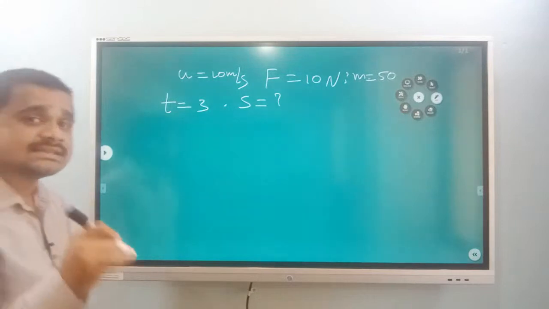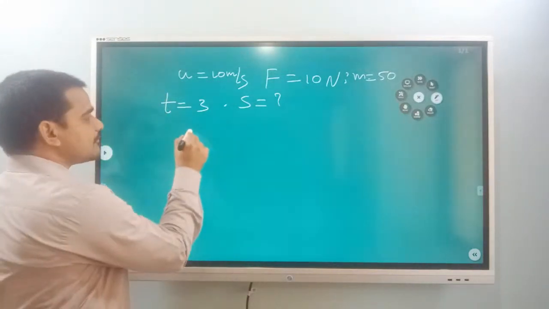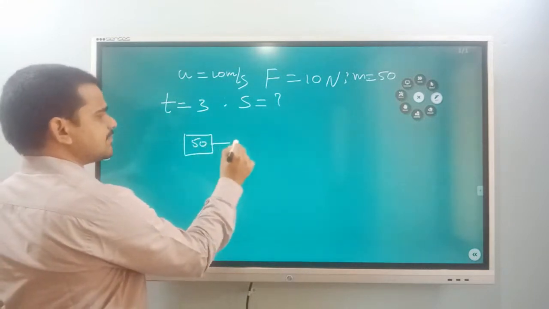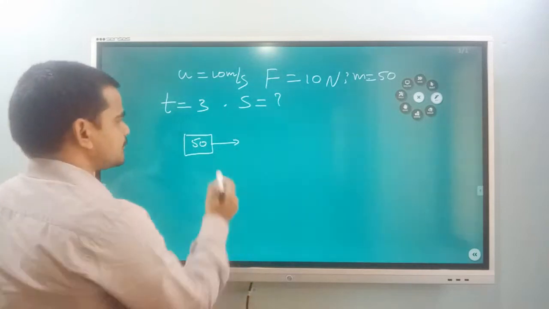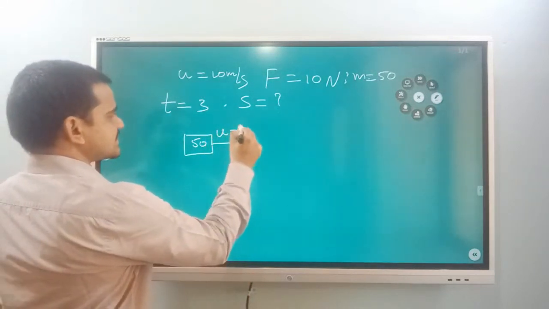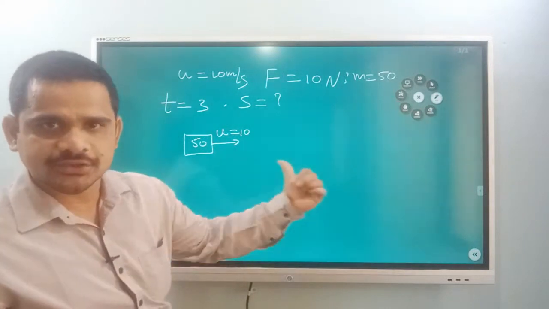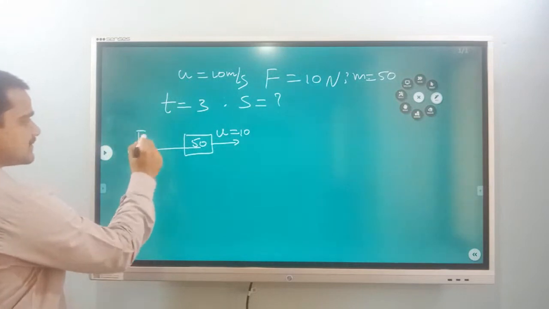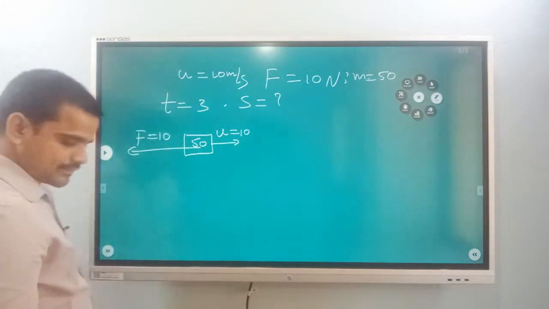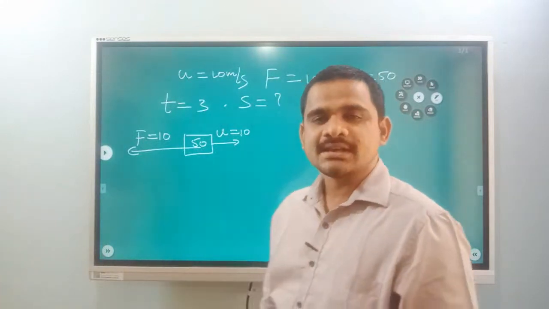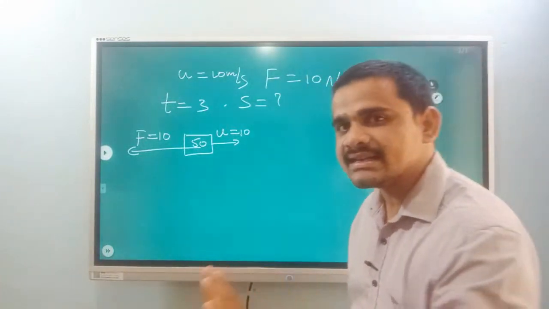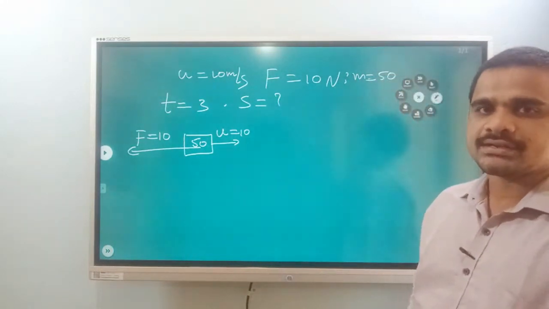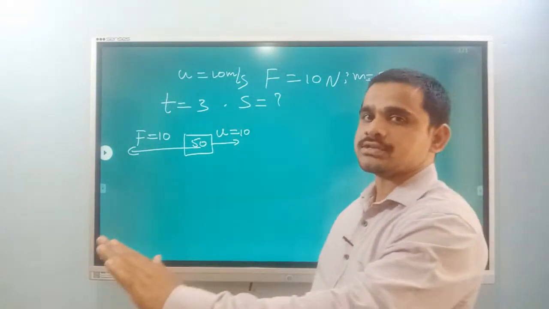Here the body is having some initial velocity, which means the body is moving. Mass of the body is 50 kg. Let's consider a man, a boy, 50 kg, going at a speed of 10 meter per second in this direction. But some retarding force is acting. Retarding force means opposite direction. The force is acting in this direction, 10 Newton. Retarding force means the speed of the body is going to decrease slowly.